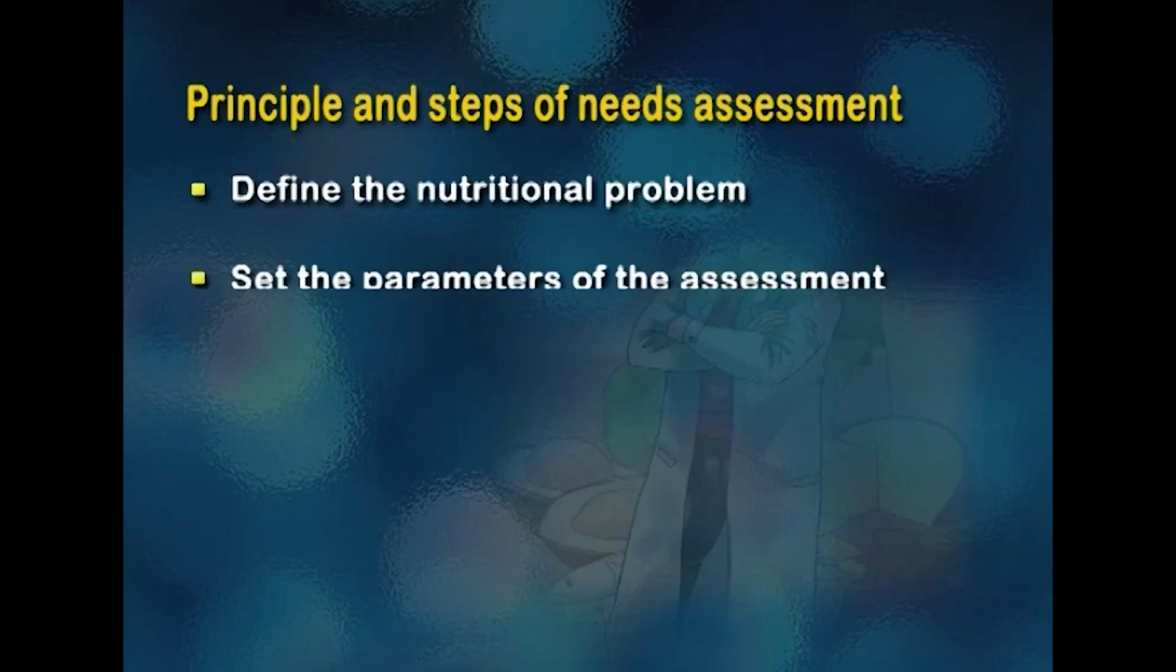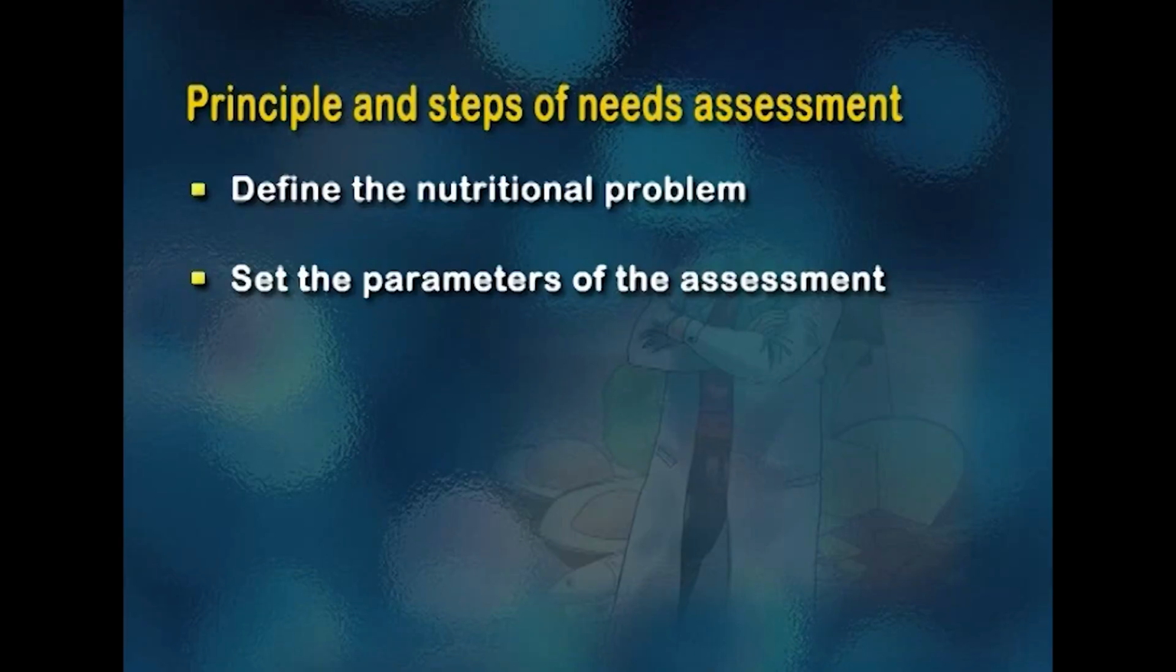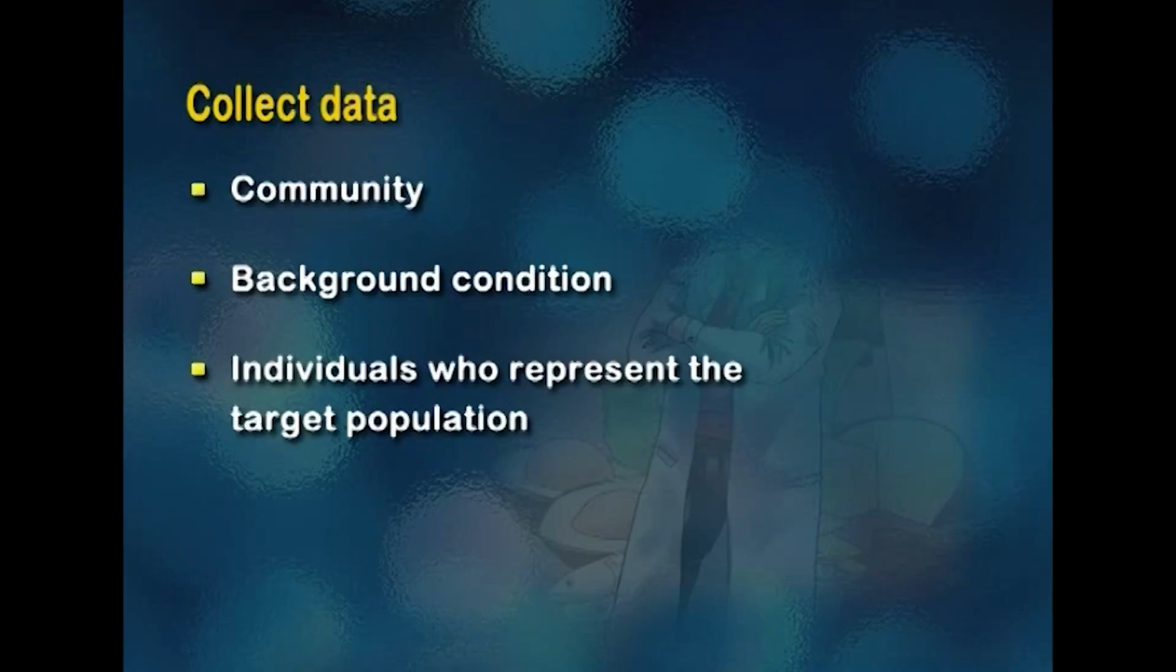The second step is to set parameters of assessment, that is, to identify the specific area from which the data needs to be obtained. The third important step is to collect the data. Before collecting any data, the real scope has to be identified, and then proceed to the people who make up the target population. Coming to the community, the data, both quantitative and qualitative, can be derived directly from the community itself.